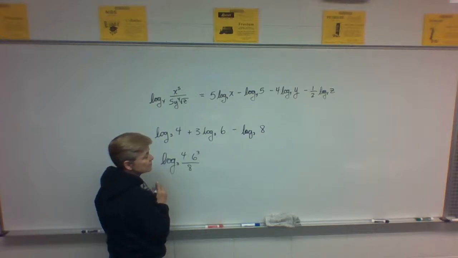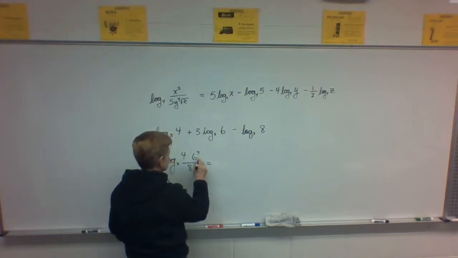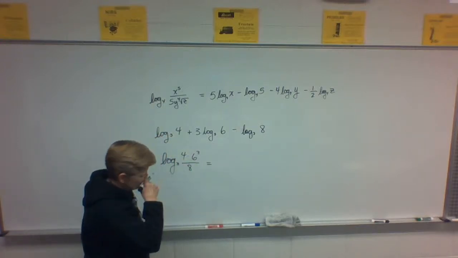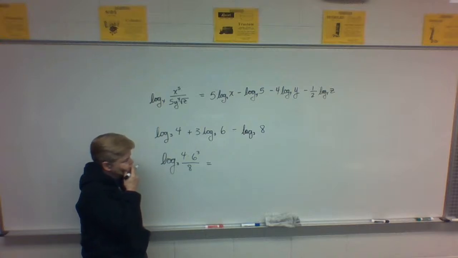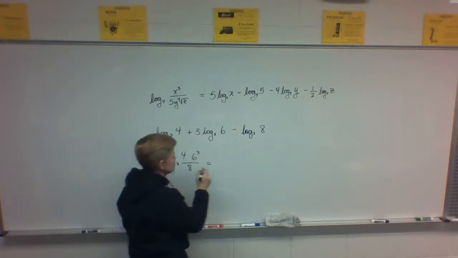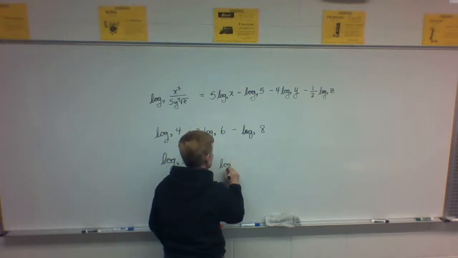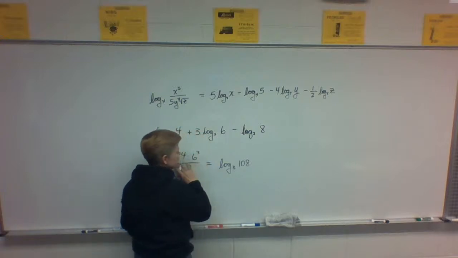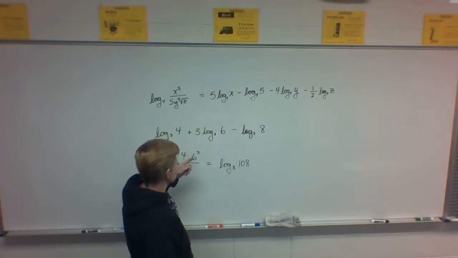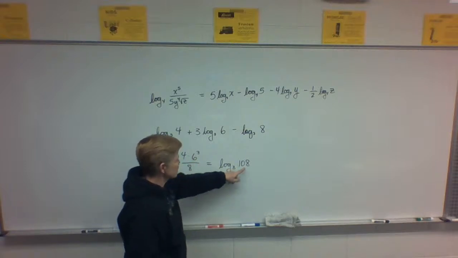You think you're done? No, you're not. What does this work out to be? So you would write the log base 3 of 108. I told you it was going to be extra special, but I forgot about this 3 right here, so forget that. I was thinking it was just going to be 4 times 6 over 8, which would have been 3, and the log base 3 of 3 is 1, but this turns out to be 108.